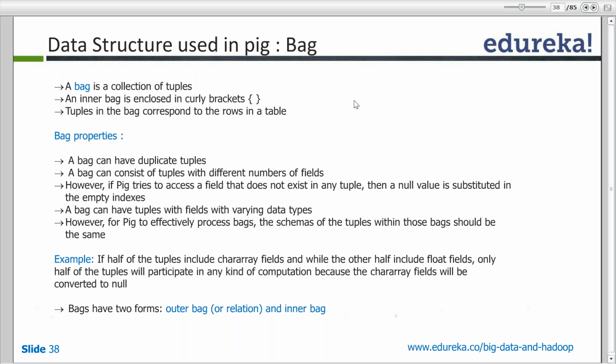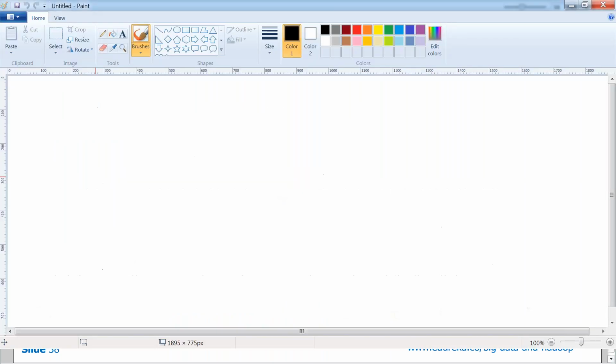All right. So a bag is a collection of tuples. An inner bag is enclosed in curly braces. Tuples in the bag correspond to rows in a table. Okay, so bag properties. A bag can have duplicate tuples. A bag can consist of tuples with a different number of fields. However, if Pig tries to access a field that does not exist in any tuple, then a null would be substituted in the empty index. This example.